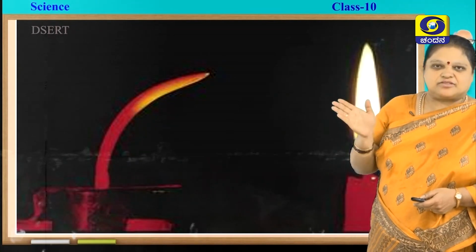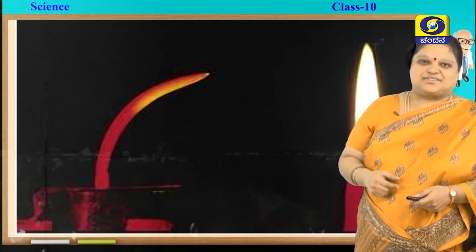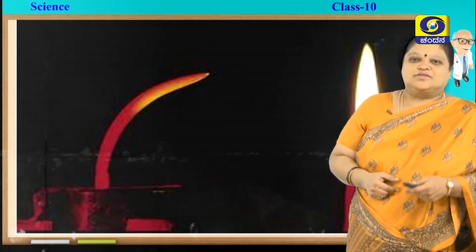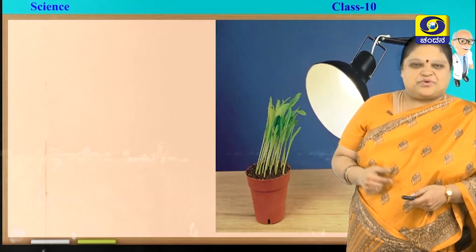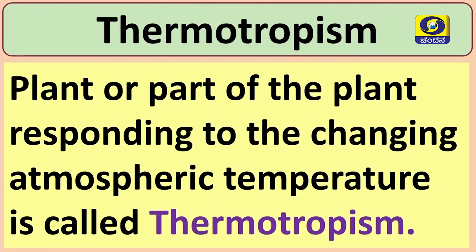Next we will see here, the plants are growing towards the candlelight. See, the tip is growing towards the candlelight or near the temperature. So they require some amount of temperature for their growth. So what do you call this type of tropism? It is called thermotropism. Thermo is connected to temperature. So plant or part of the plant responding to the changing atmospheric temperature is called thermotropism. I want you to make note of it.